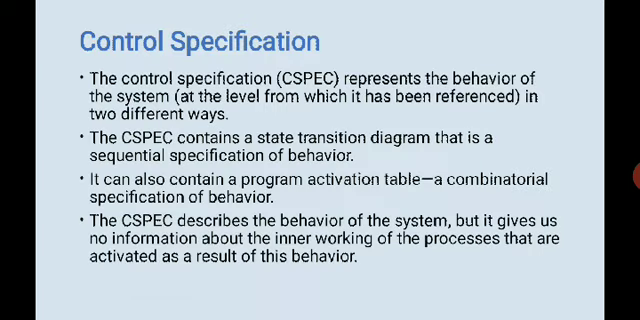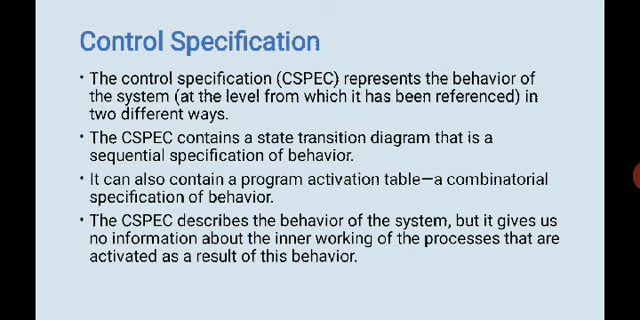Control specification. The control specification represents the behavior of the system, right? What kind of behavior the system had at the level from which it has been referenced in two different ways. The CSPEC contains a state transition diagram, that is a sequential specification of behavior. So this is from sequence 1 to 2 to 3 to 4. This contains a state transition diagram, the state transition of which way it is flowing, right? So this control specification is going to show that.